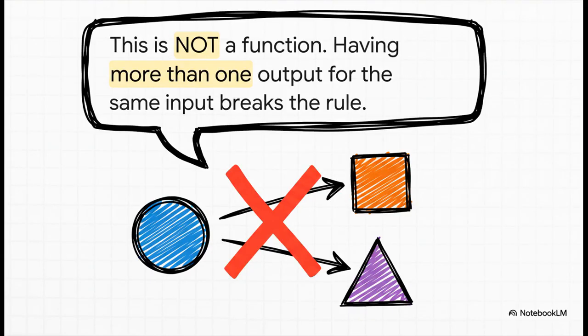This breaks our golden rule. Our one input, 30 hours, is now pointing to two completely different outputs. It's not predictable, it's not reliable, it is not a function. You can't depend on it, and that's the whole point of what a function is supposed to fix.